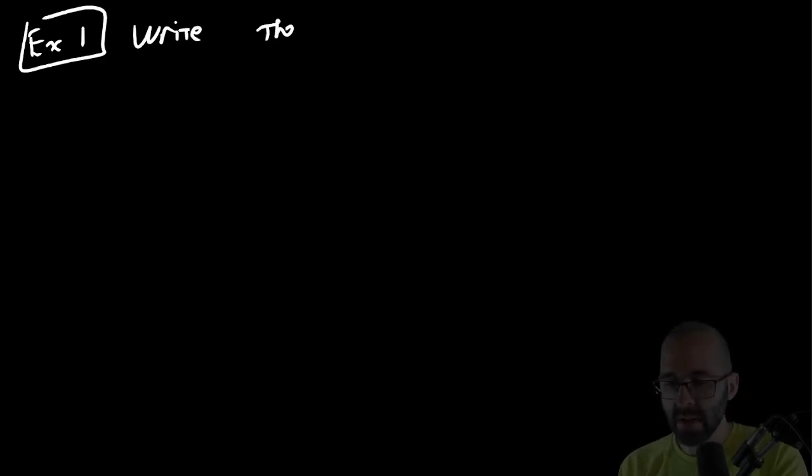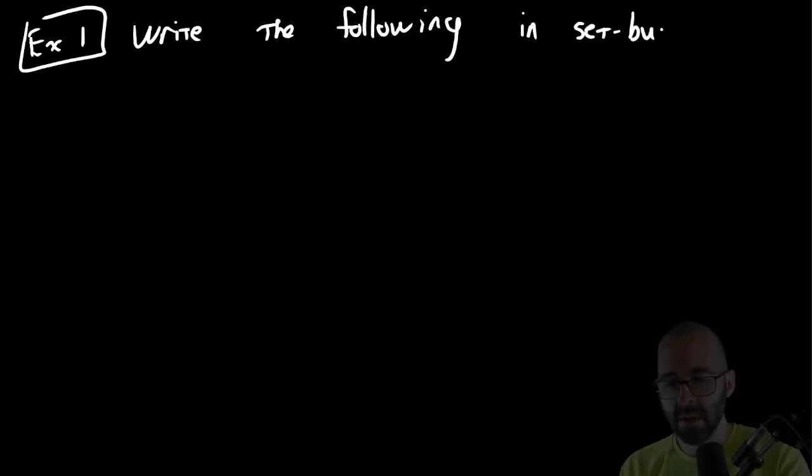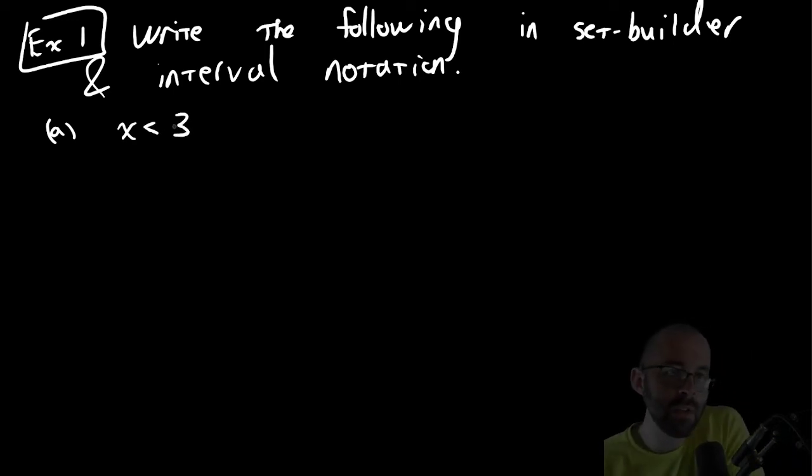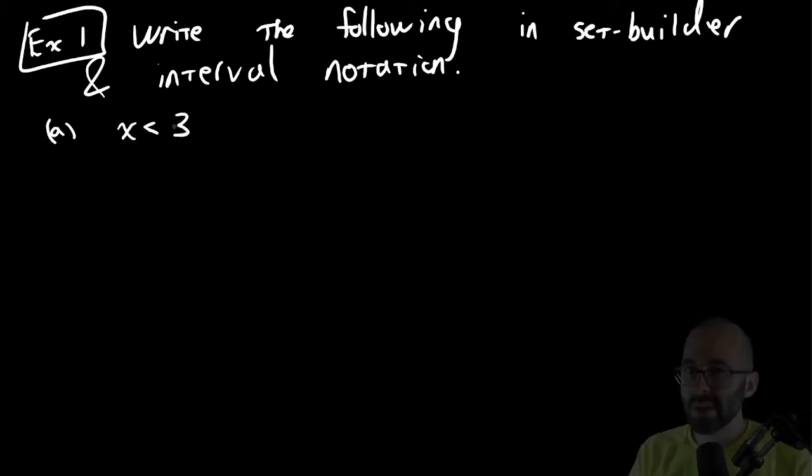Let's do example 1 here. Write the following in set builder and interval notation. We'll do a couple examples. Our A is going to be x is less than 3. And when in doubt, a number line can always help out.